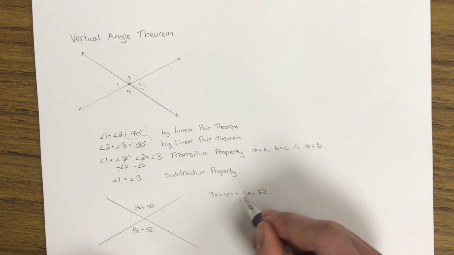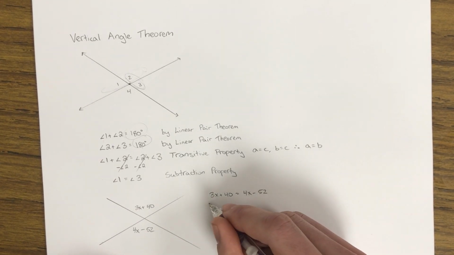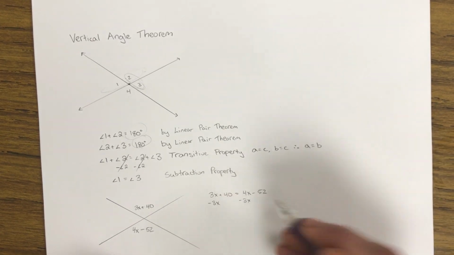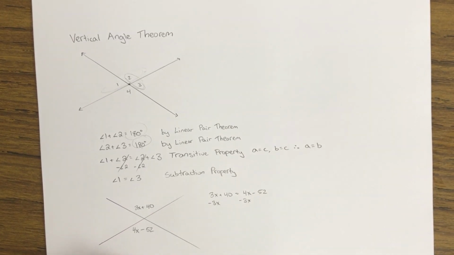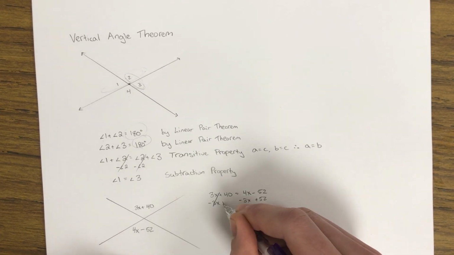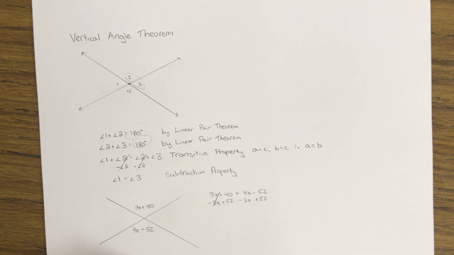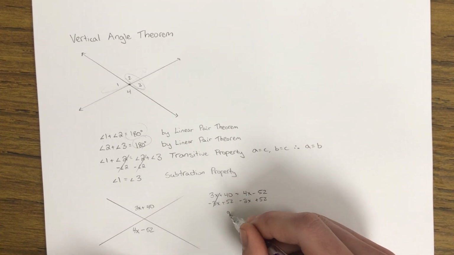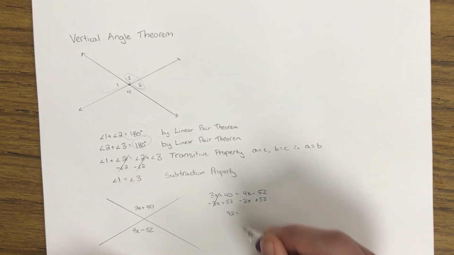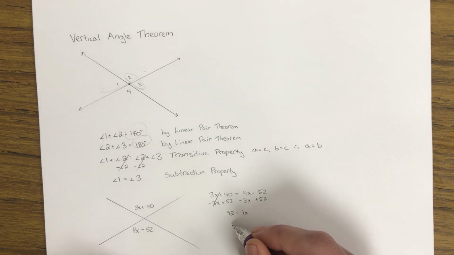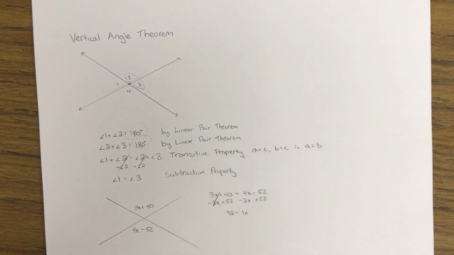I need to get the x's together, so I'm going to subtract 3x from both sides. The reason I subtract 3x is it's the smaller of the two x values, so it's going to leave me with a positive 1x. And then I'm going to add 52 to both sides. So we're going to end up with 92 is equal to 1x, or x is equal to 92 degrees. So then plugging them back in, we can try and start solving for our missing angles.